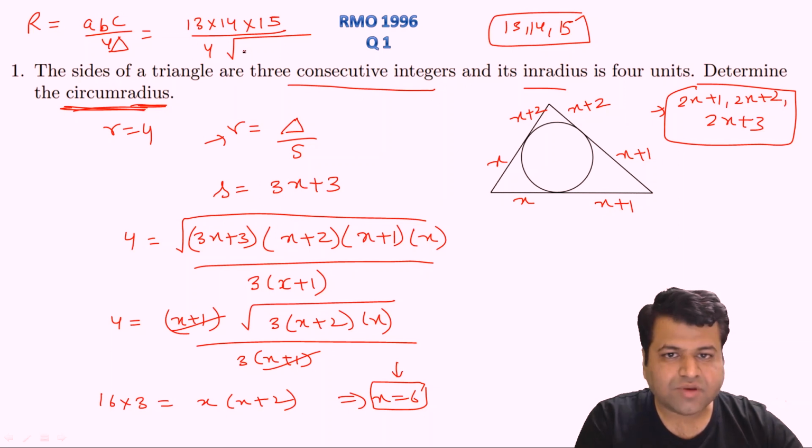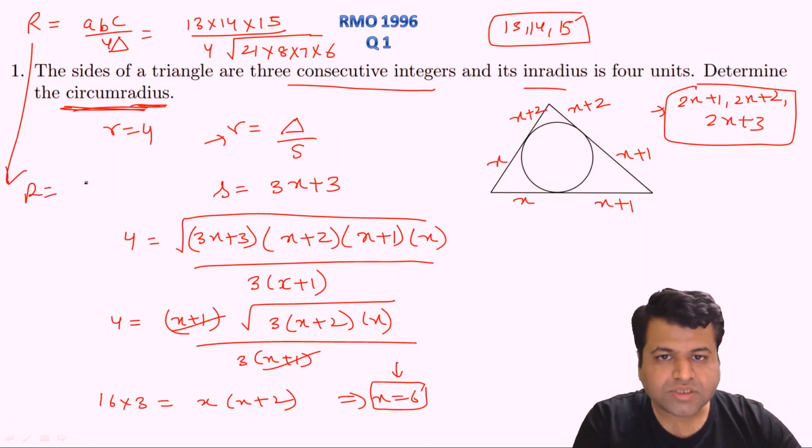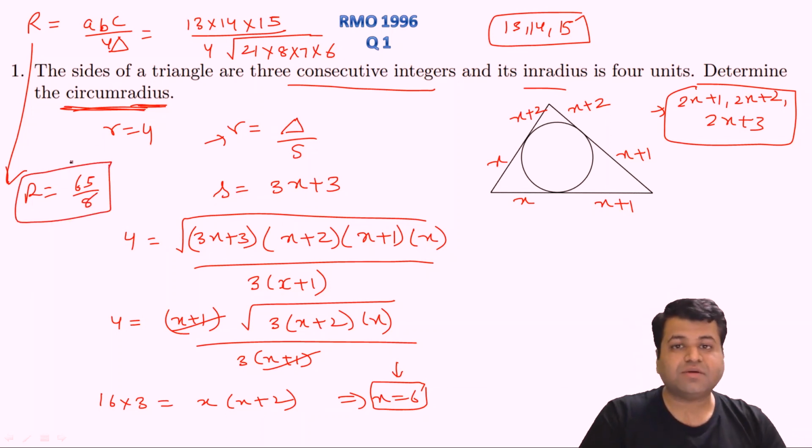Yes, so that will be 21 into 8 into 7 into 6, right? So if we calculate this, capital R comes out to be how much? That will come out to be 65 upon 8. Okay, so that will be the value of the circumradius.